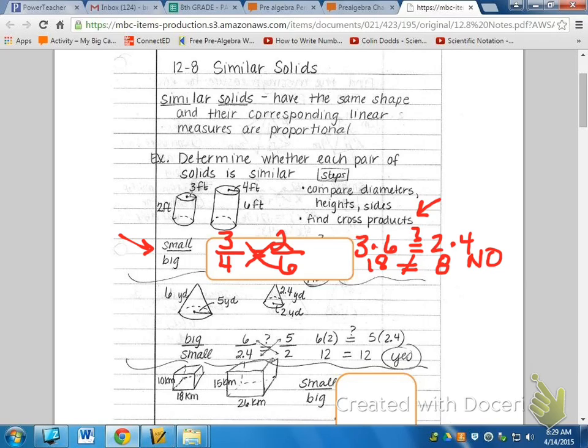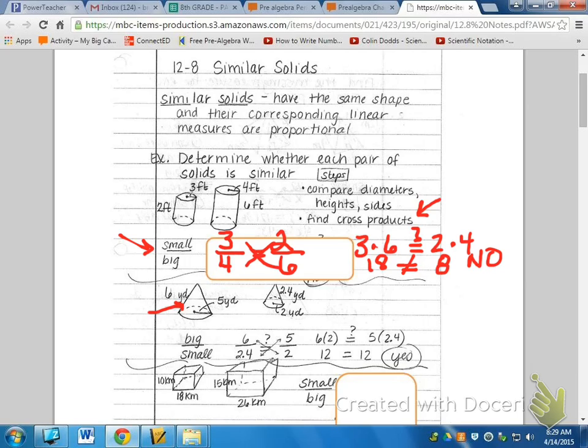It looks like I forgot to block out the next example, didn't I? But we'll go through it. There are 2 cones listed next, and the 2 cones have the radius listed. One's 5 yards, the other one's 2 yards. And then the slant height, that's the slanted height, not the vertical height from the vertex down. It's 6 on the one and 2.4 on the other.